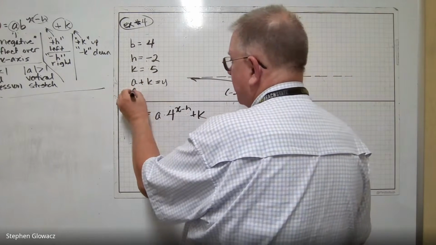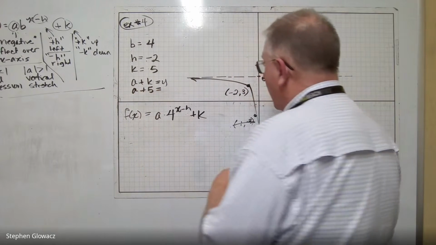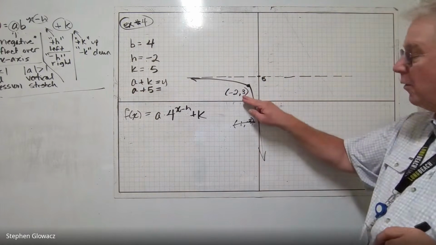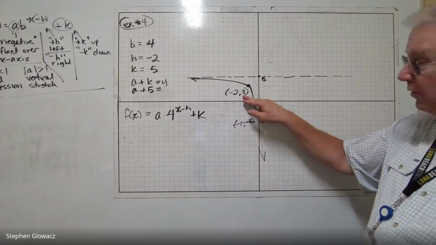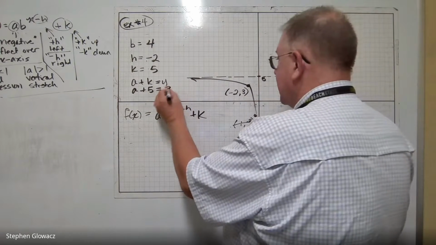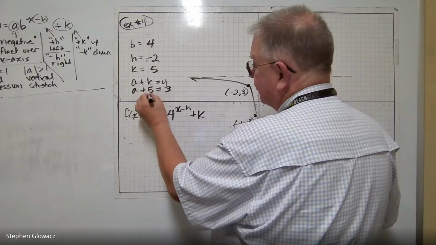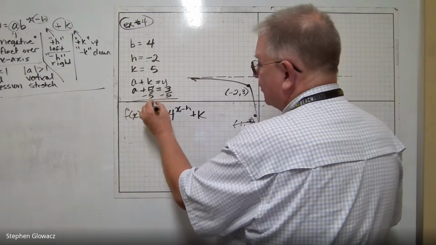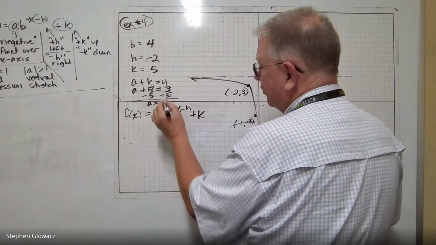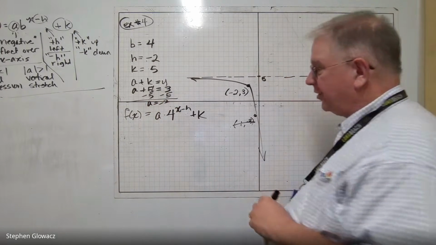We know that K is positive 5. Y, remember, is the y-coordinate from that first reference point, which is 3. And then to solve for A, we subtract 5 from both sides. Kind of running out of room here. 3 minus 5 is -2. And so A is -2.